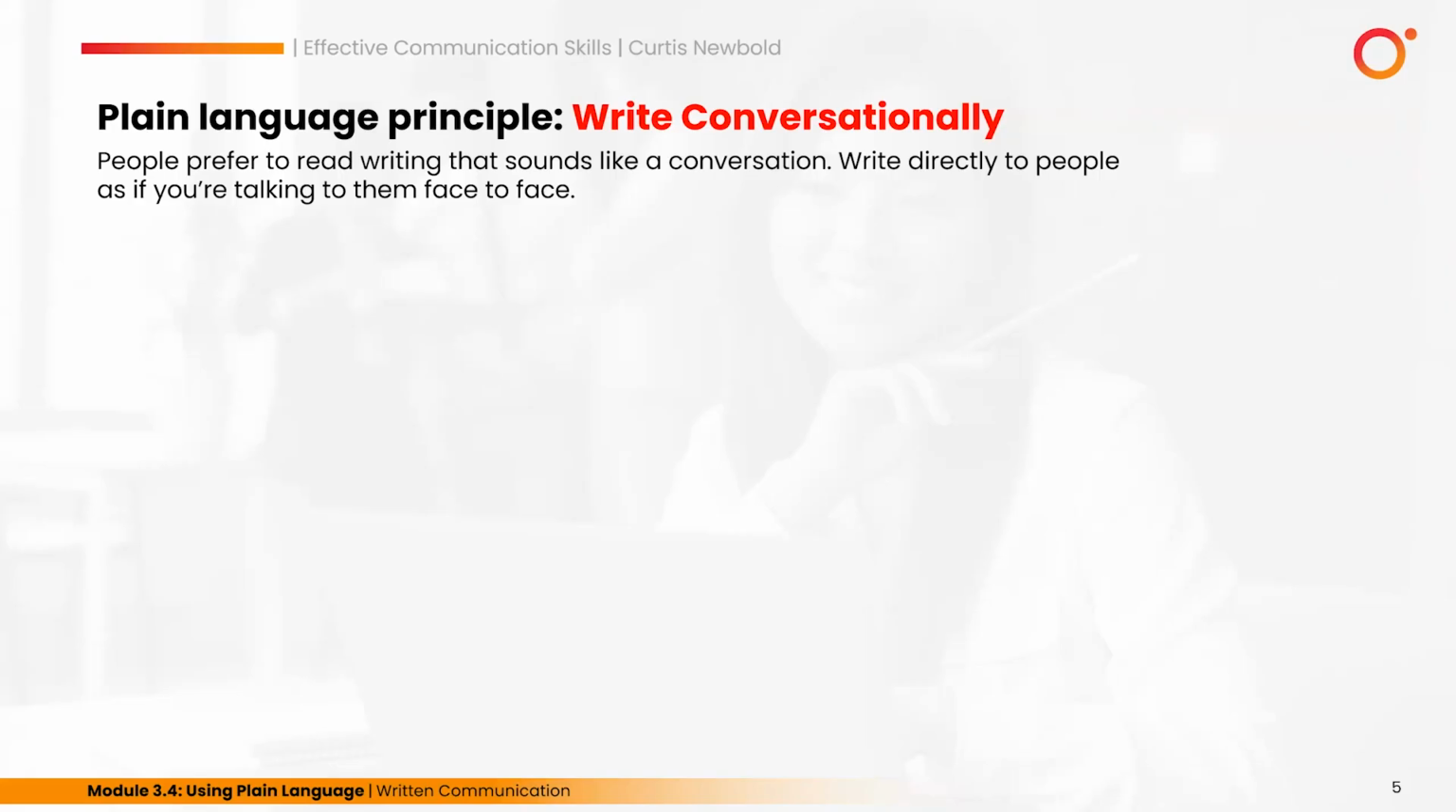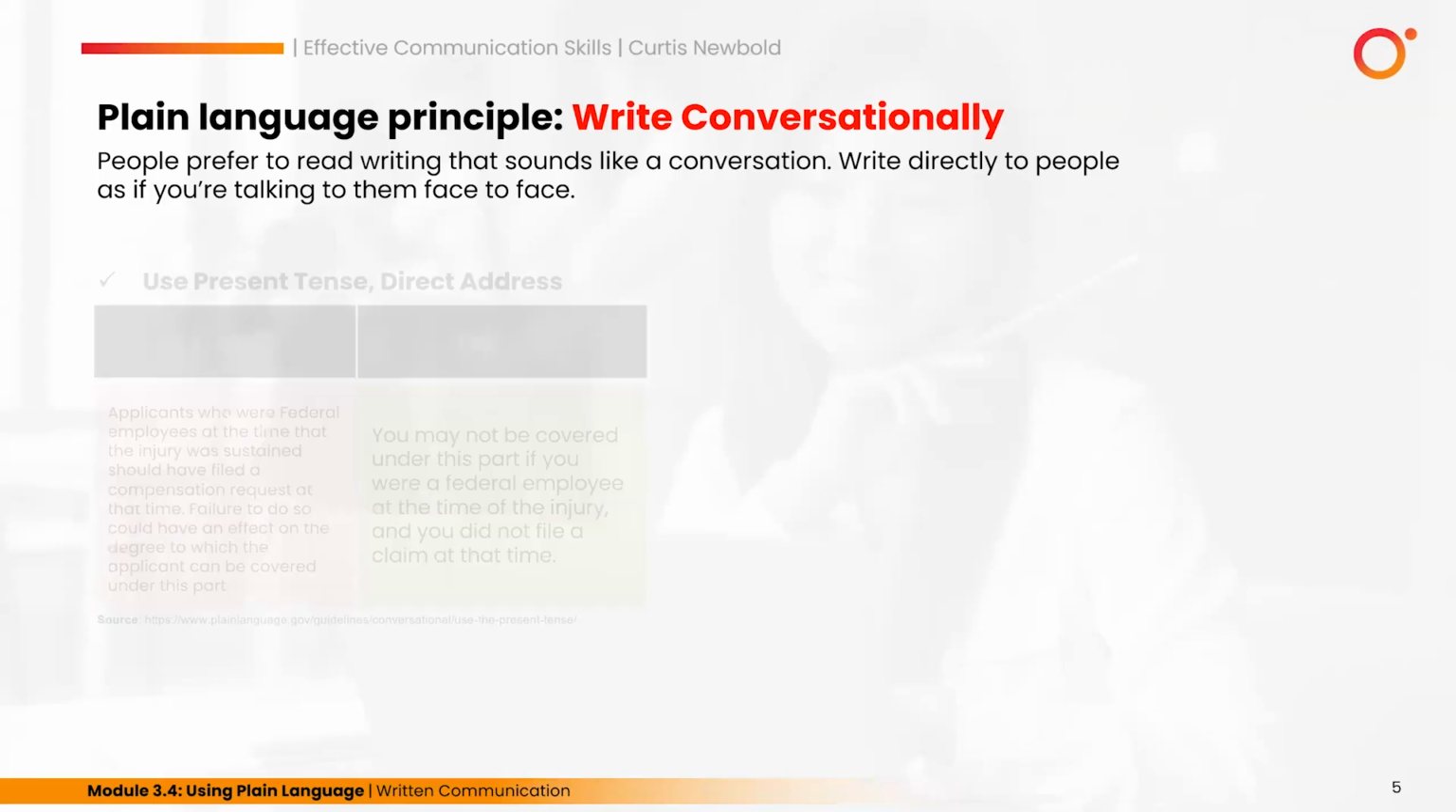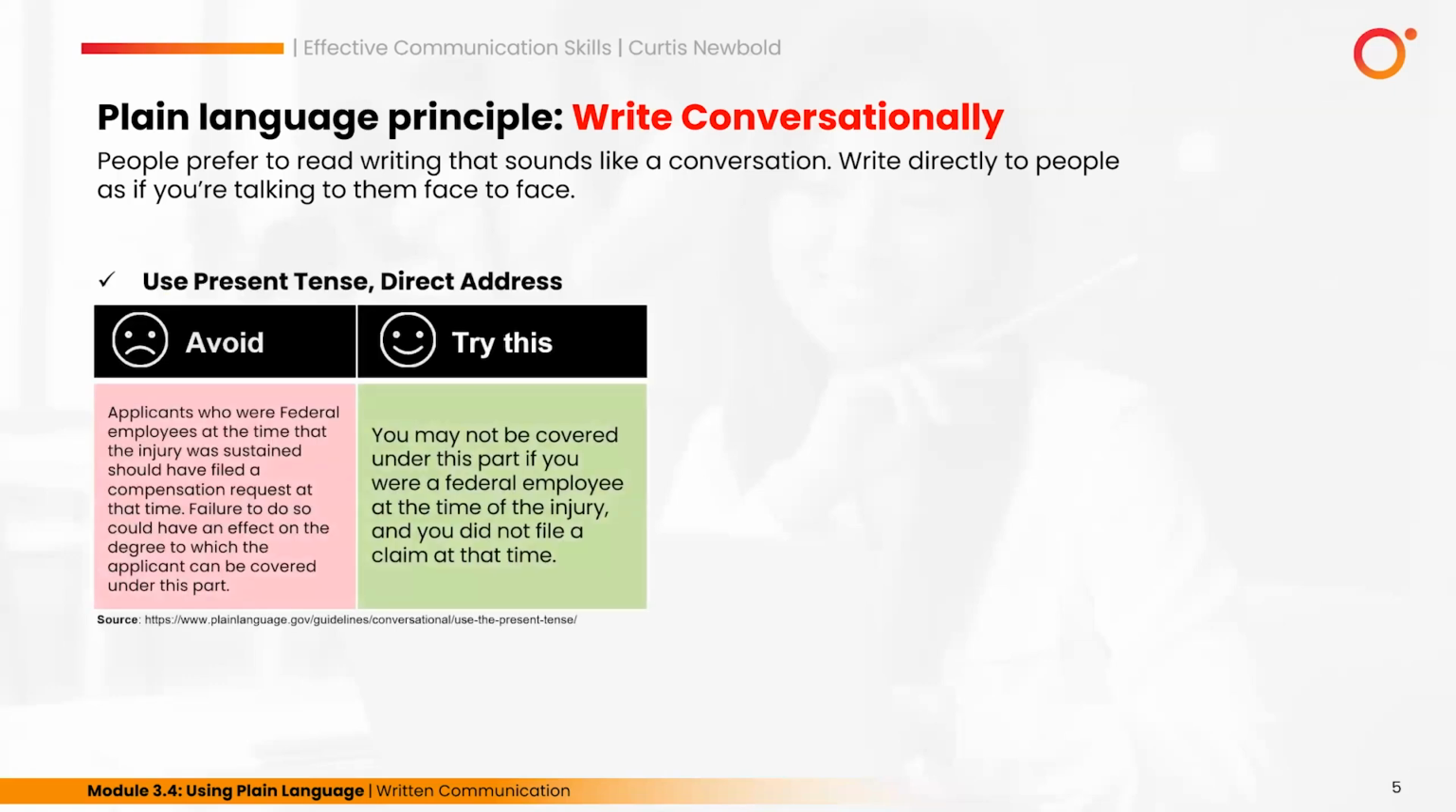Okay, so we're going to walk through several different plain language principles. And the first one is writing conversationally. So what does that mean? It means people prefer to read writing that sounds like a conversation. You write directly to people as if you're talking to them face to face. So what does that look like? Well, using present tense and direct address. So we talk in present tense voice. Direct address means we're speaking directly to them using the you or the implied you form.